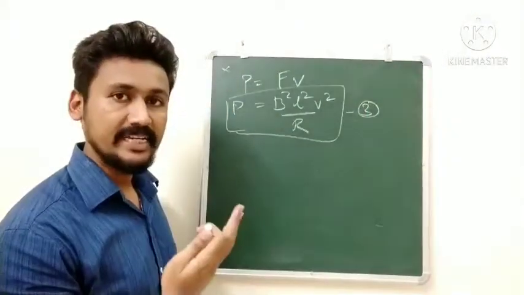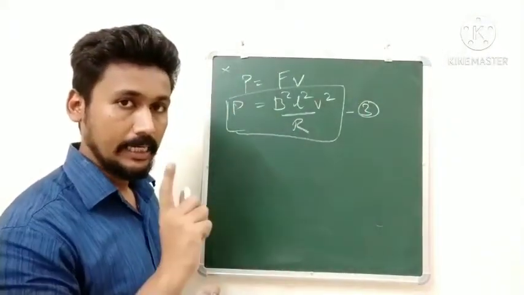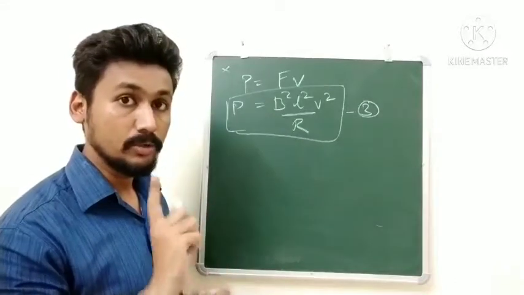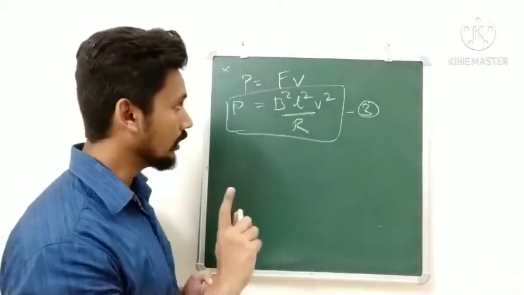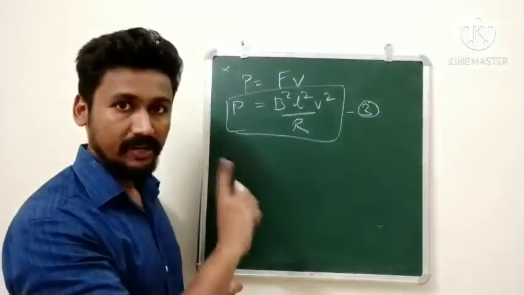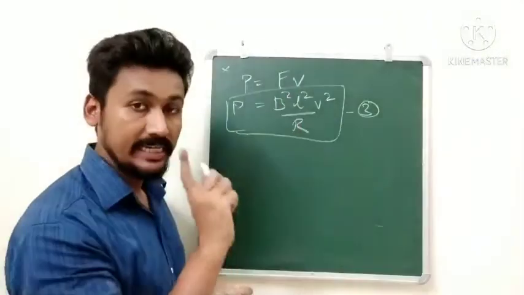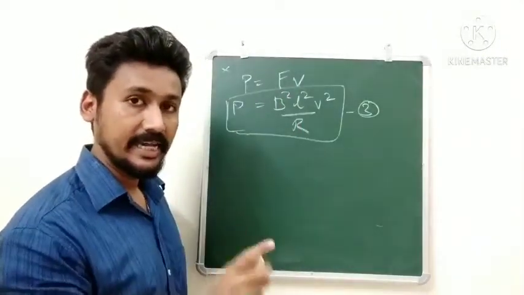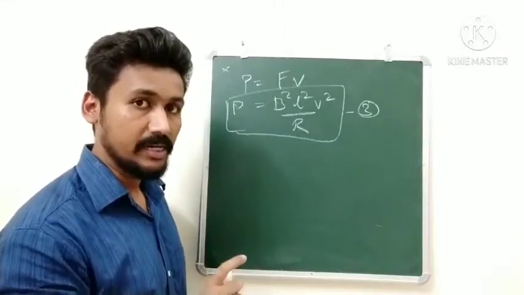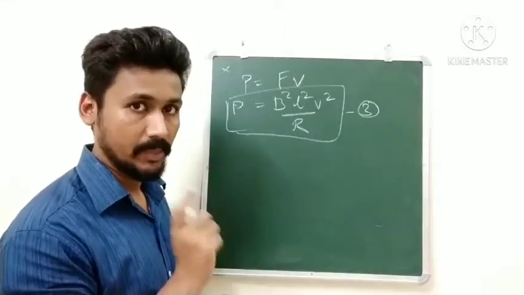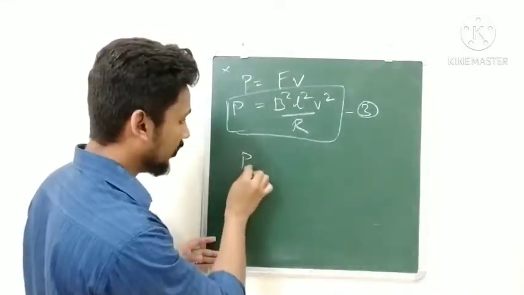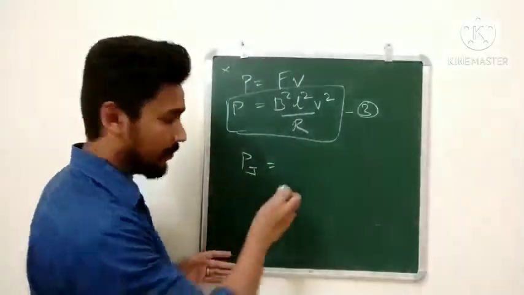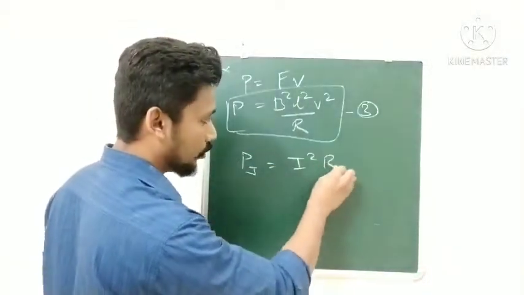Okay, now there is one interesting relation you will see here. We know the Joule's law of heating. Okay, so this power that is converted into electrical energy, we can see that the same amount of power will be converted into thermal energy. How? By Joule's law of heating we know that the power required will be I square into R.